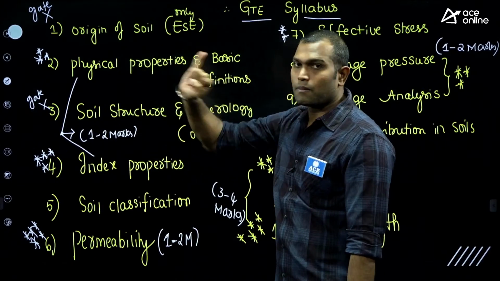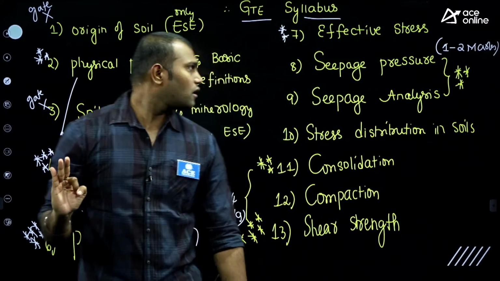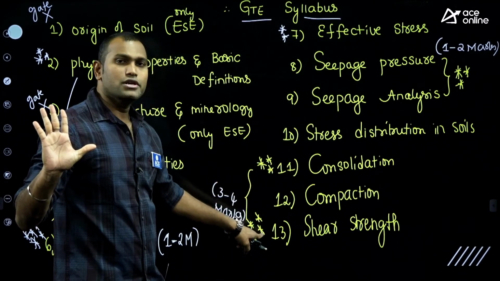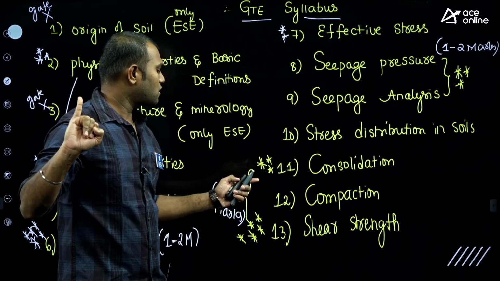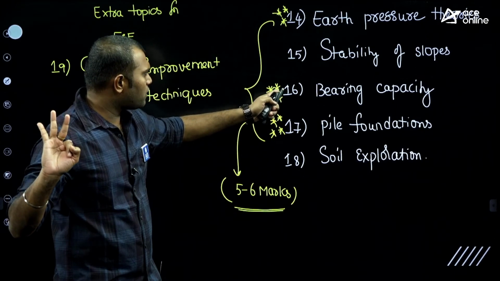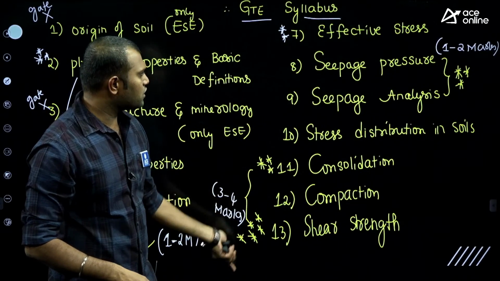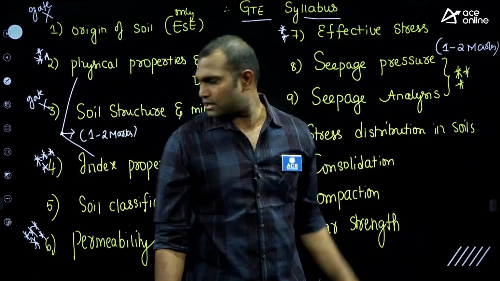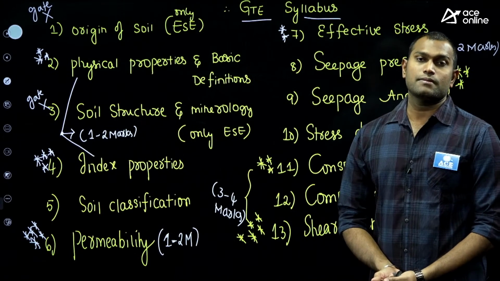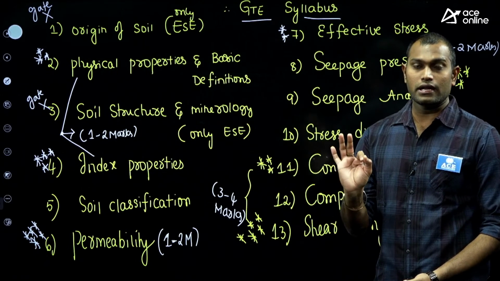Physical properties and index properties 2, permeability 3, CPS pressure and CPS analysis 4, consolidation 5, shear strength 6, earth pressure theory 7, bearing capacity 8, and pile foundations 9. You prepare 9 chapters out of the 16 chapters, you get a very, very good GATE rank.